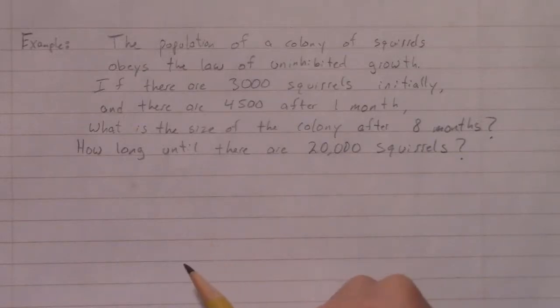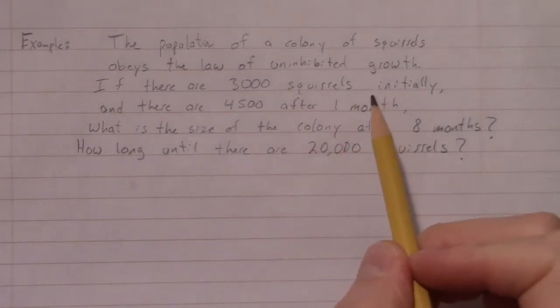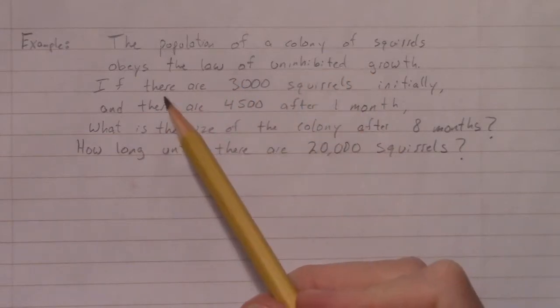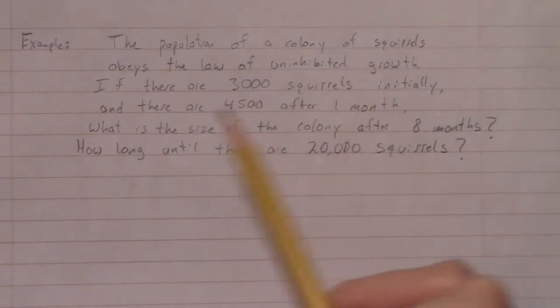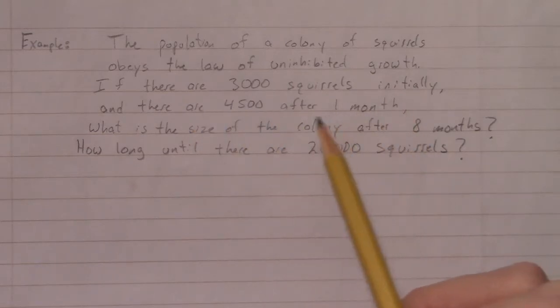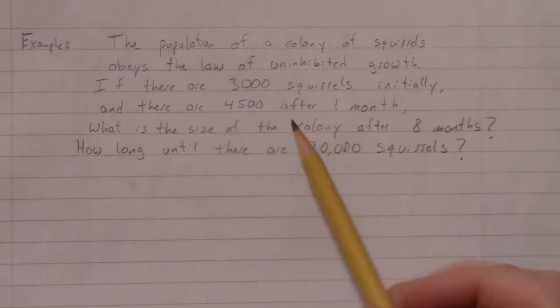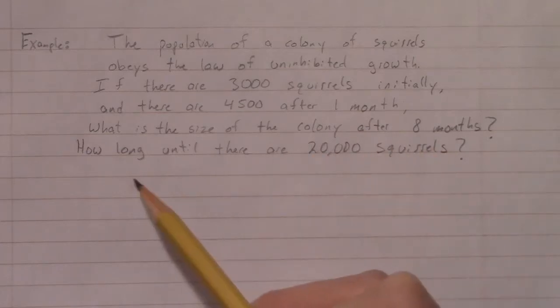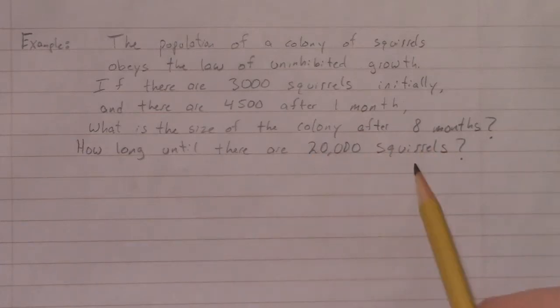In this example, we are doing an uninhibited growth model. So we've got a population of a colony of squirrels that obeys the law of uninhibited growth. If there are 3,000 squirrels initially and there are 4,500 after 1 month, what is the size of the colony after 8 months? How long until there are 20,000 squirrels?